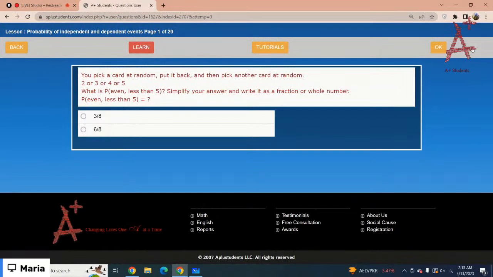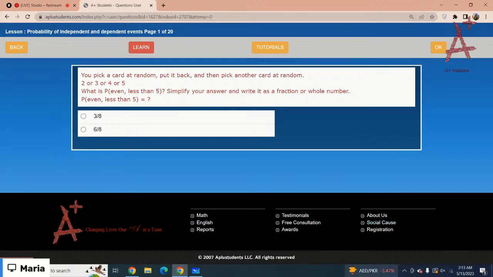Okay, you pick a card at random, put it back, and then pick another card at random. 2, 3, 4, or 5. What is the probability of even or less than 5? Let's first understand: you put the card back. Got it? That means the events are independent. Let's calculate the events.